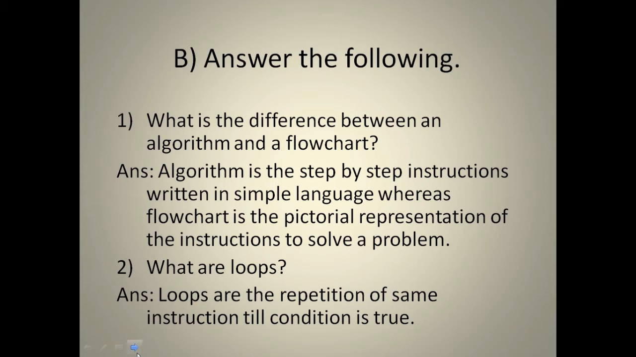So second question, what are loops? As I have already said, loops is a circle. So loops are the repetition of same instruction till the condition is true. Till the condition is satisfied, till the condition is true, the statement keeps on executing again and again. Such conditions are known as loop. So children, now let us move to the next question.